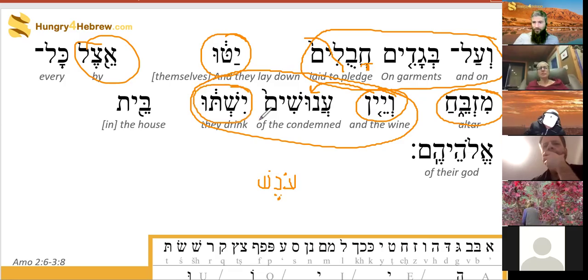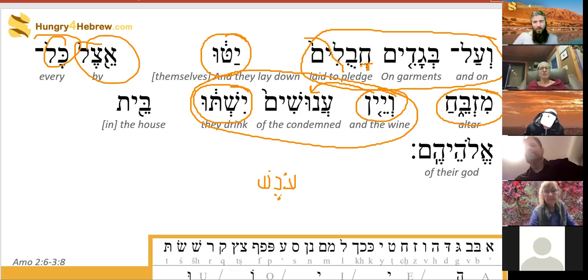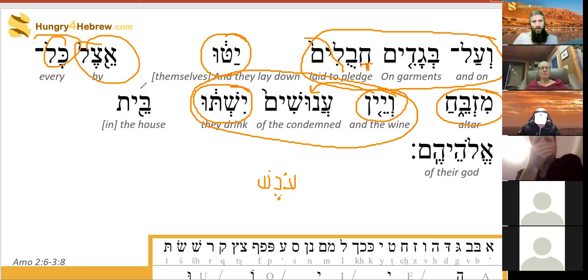These are just some people, huh? So where are they doing it? Bet Elohehem. There's the answer from earlier. Are they being pious? Etzel kol mizbeach. Well, the fact that it says kol mizbeach, and YHWH only has one mizbeach, we already know that the context implies they're going to every mizbeach. They are not being pious. Now here it's just confirmed. Bet Elohehem, the house of their God.